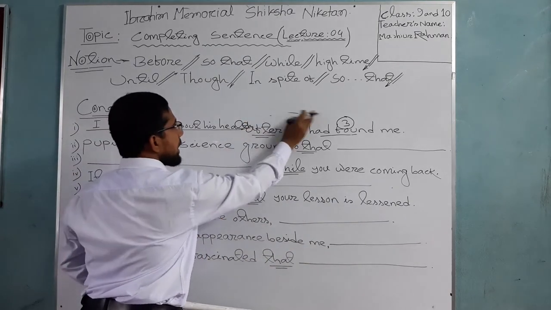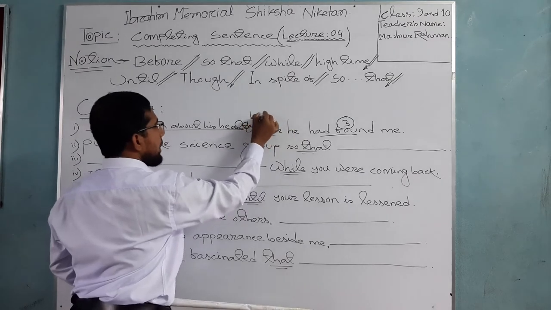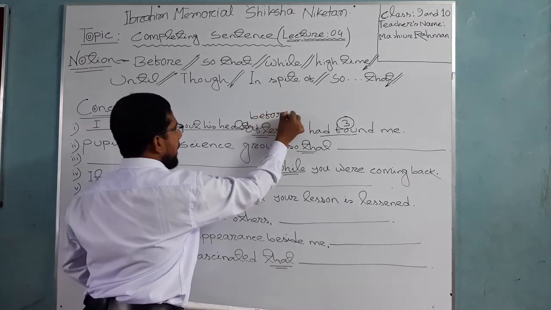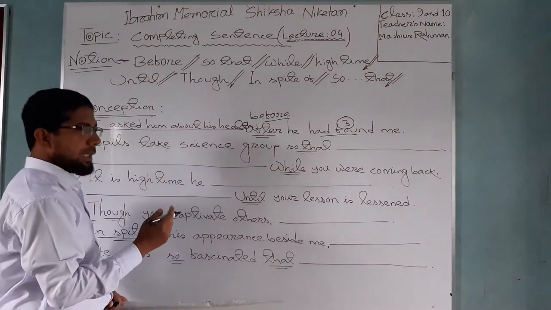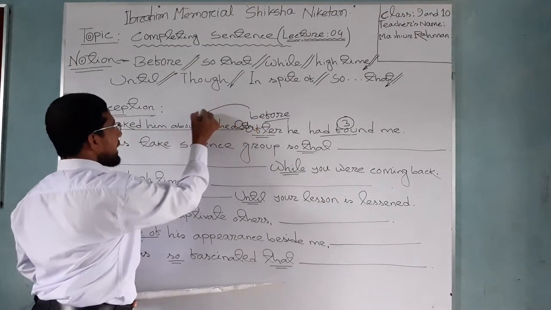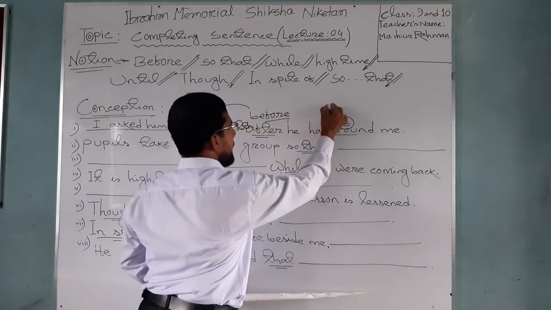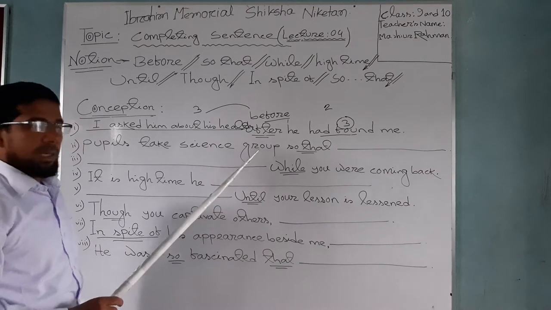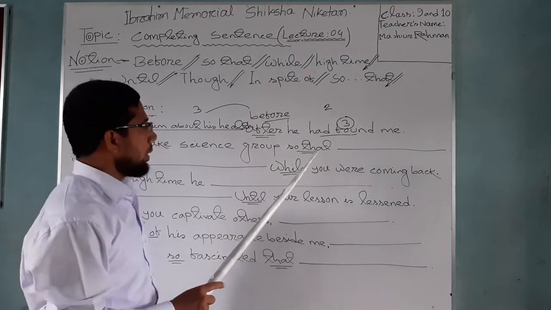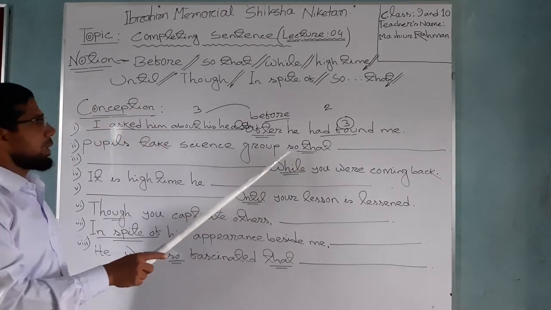Clear? Suppose if I write here before, what can you use? It will be gone to opposite. Means first it will be past perfect, then it will be past indefinite. Okay? Next. Can I go next? Thank you very much. Let's enter into 2.